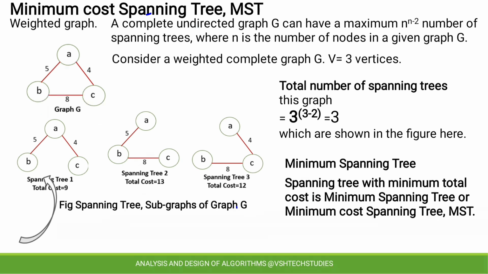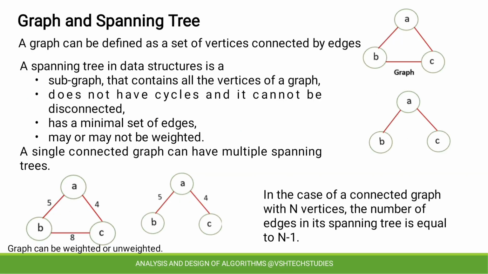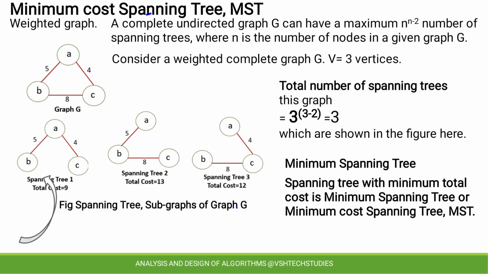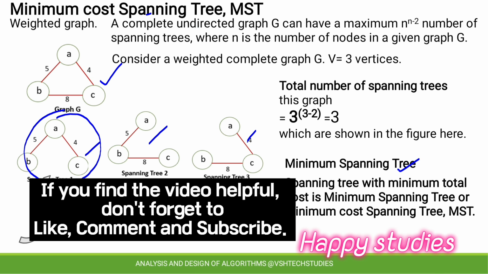Okay. With that, we come to the end of today's session. In today's session, we discussed what a graph is and what a spanning tree is, and for a given complete connected graph, how many spanning trees can be constructed and how many edges will be in each spanning tree. Then what a minimum spanning tree or minimum cost spanning tree is, and for the given graph, which of the spanning tree subgraphs is the minimum cost spanning tree. So these are the points that we discussed today. I hope you understood. Thank you.